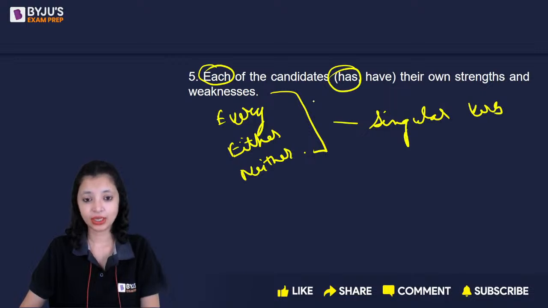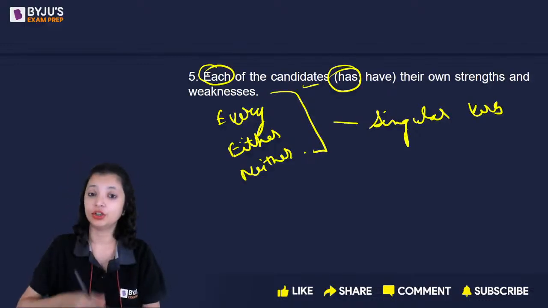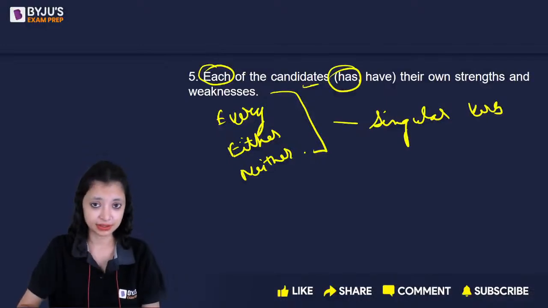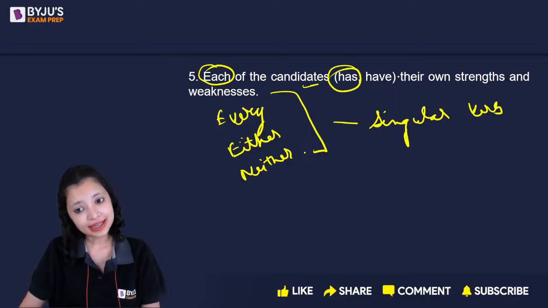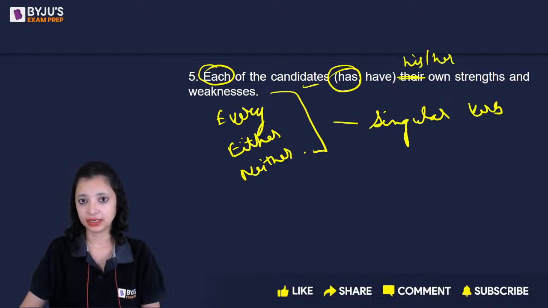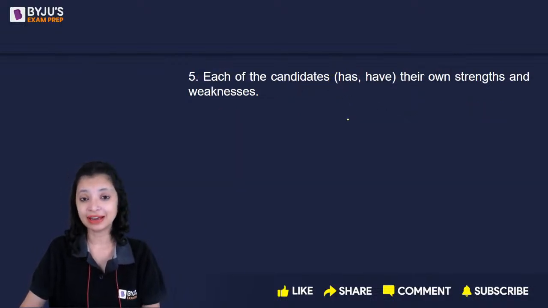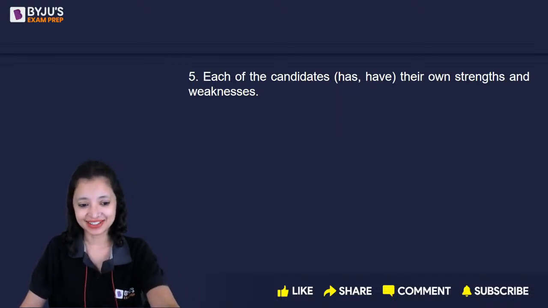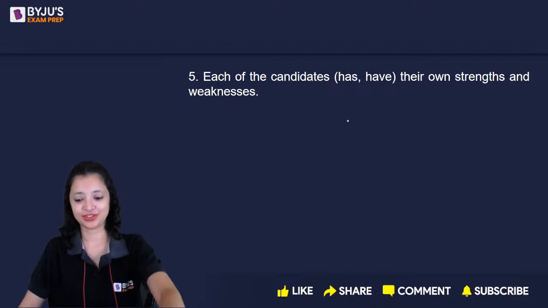singular. Okay, so each of the candidates has, even if the subject is candidates, the presence of the word each means every single candidate. You're focusing on single person here. Okay, so each of the candidates has their own strengths and weakness. Technically, this should also be his or her to make it a perfect sentence, because when the verb is singular, the pronoun should also be singular. So the absolutely correctly written statement should be each of the candidates has his or her own strengths and weaknesses. That's our correct answer. Okay, next question.